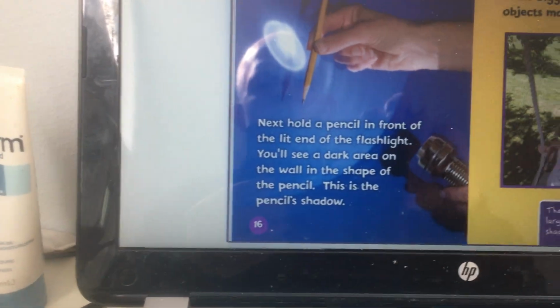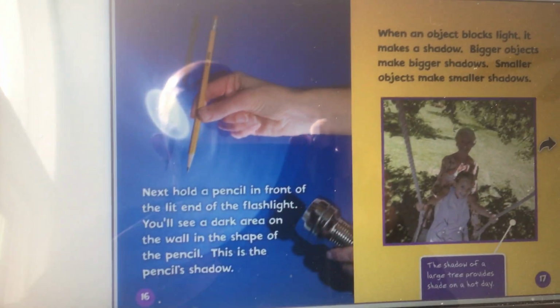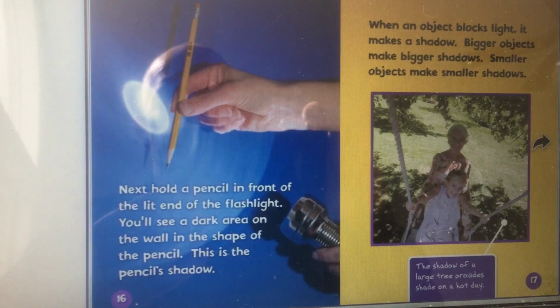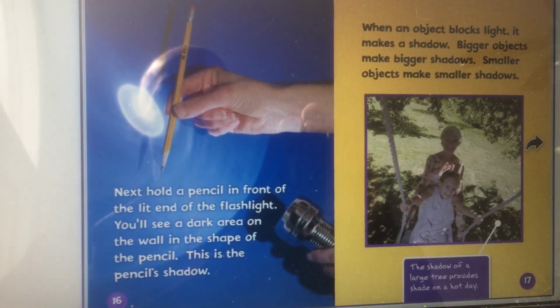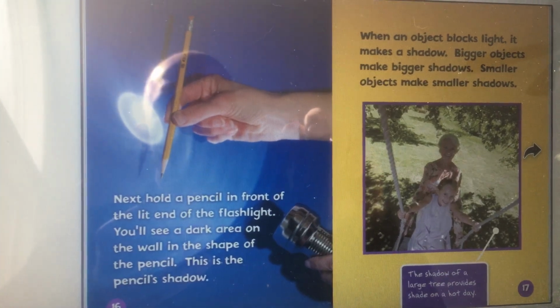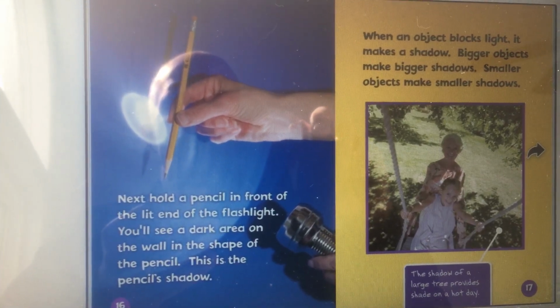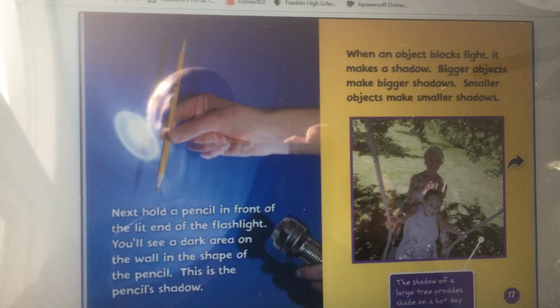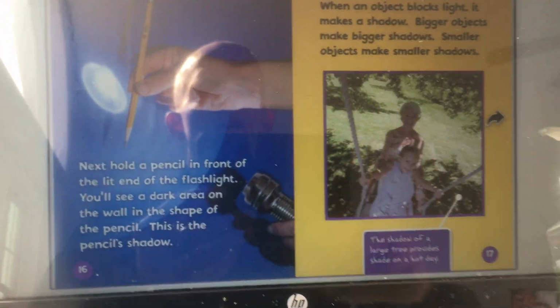So, a shadow is the blocking of light. When an object, an opaque object, blocks light, light can't go through it. So there's an area of darkness, an area of no light, and that area of no light is called a shadow.